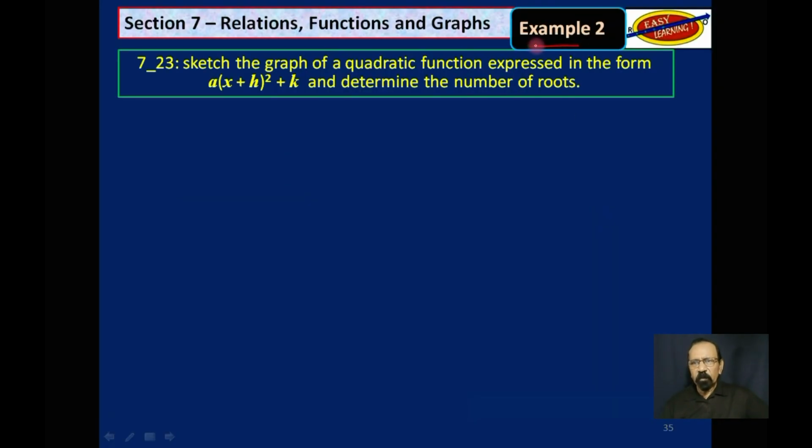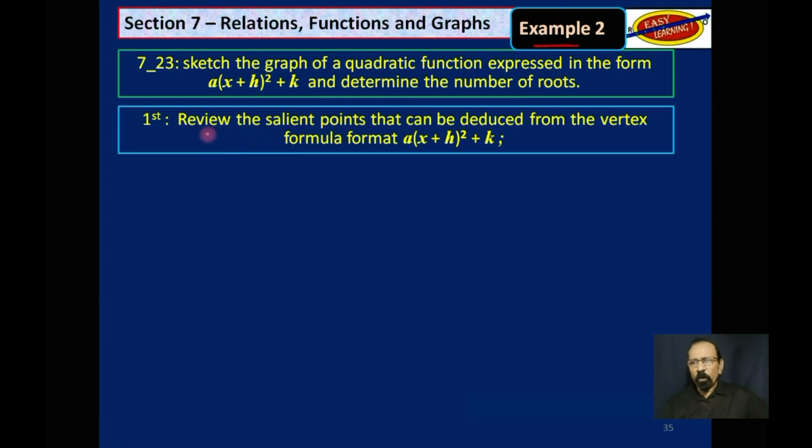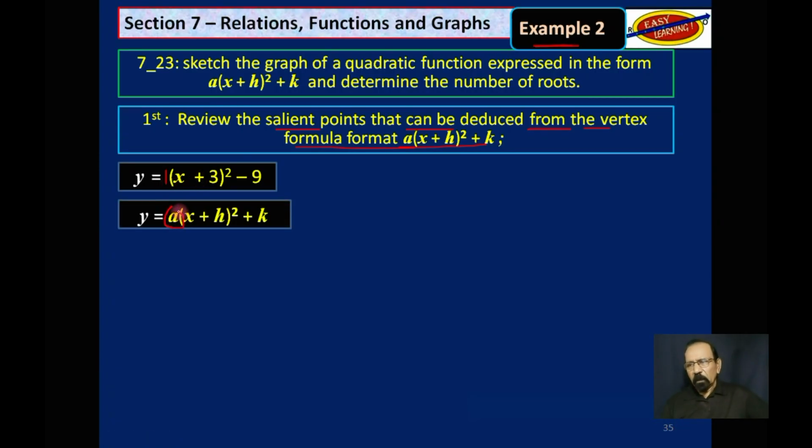Now, example 2. So again, we will review the salient points that can be deduced from the vertex form format, which is this format. This is the equation we have. Y is equal to open bracket x plus 3 close bracket squared minus 9. Now remember, there is a +1 in the front here. We may tend to forget that. So A is +1, H is +3, and K is -9.